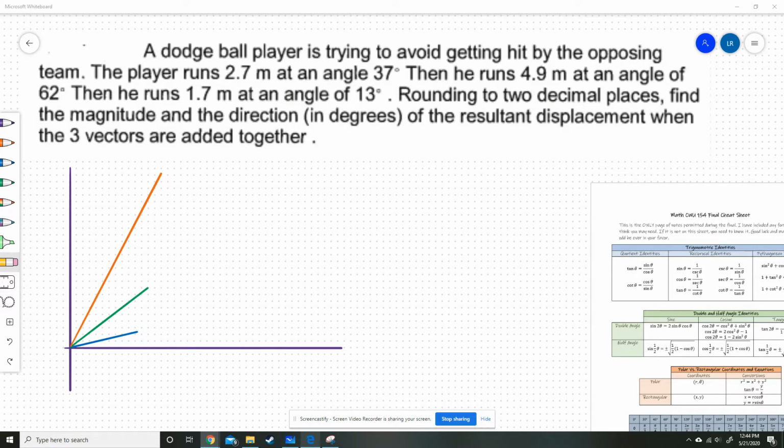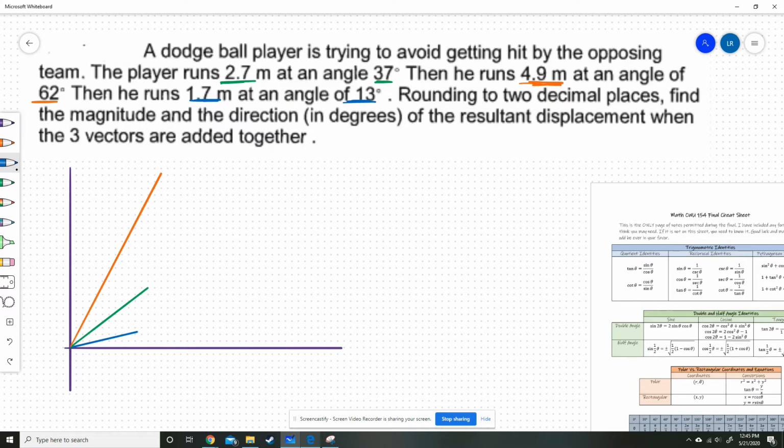I have already drawn those vectors out here with their respective angles. So the orange one is our 4.9 meter at 62 degrees. The green one is our 2.7 meter at 37 degrees, and the blue one is our 1.7 at 13 degrees.